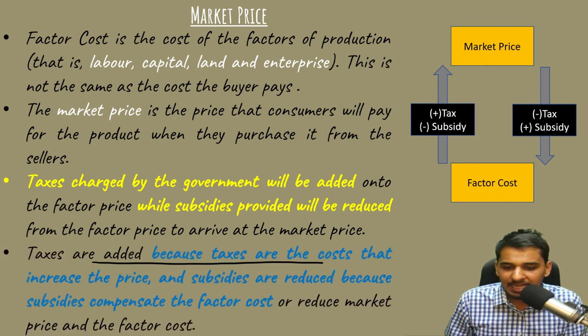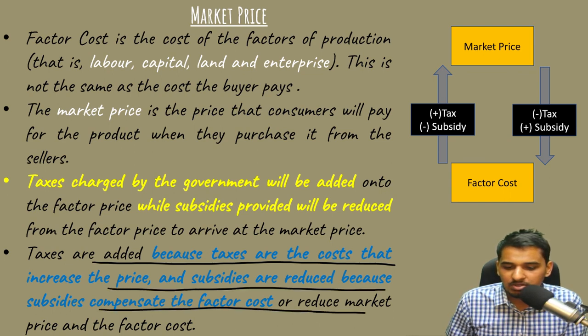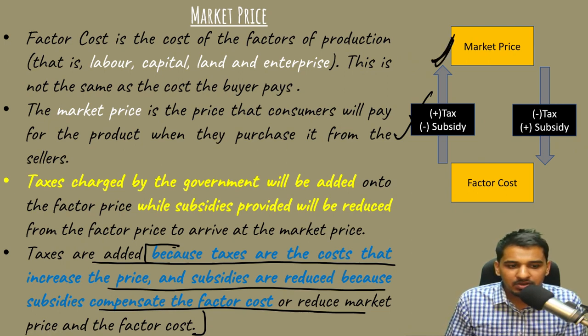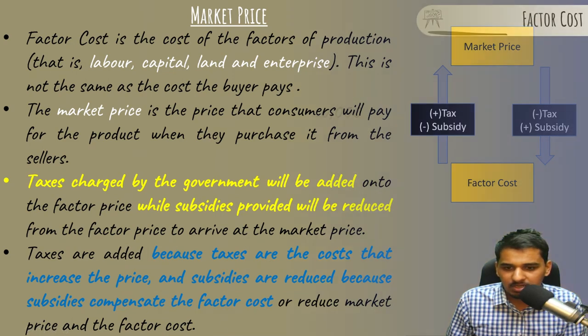Taxes are added because taxes are a cost that increases the price, and subsidies are reduced because subsidies compensate for factor cost. So this is the difference between factor cost and the market price. Please remember, in case of market price and factor cost, we have to add tax and subtract subsidy to the factor cost to get the market price. But when you are taking raw materials or goods to produce this machine X, then in those cases you will have to include those taxes or subsidies.